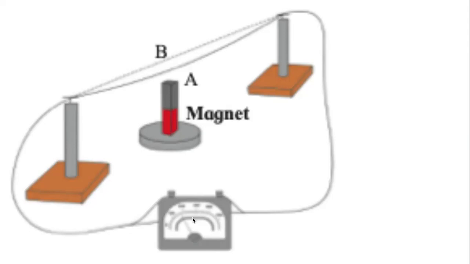Electric current is produced. So we have a conductor, we have a magnet. If we move the conductor, electricity is produced. If we move the magnet, then also electricity is produced. This is what we were guessing when we started the class.